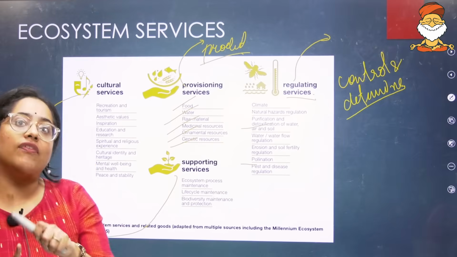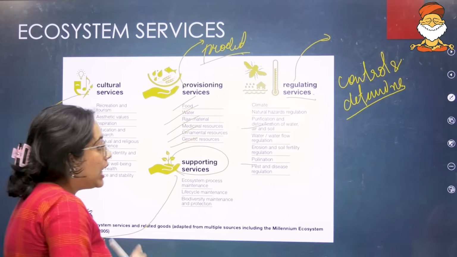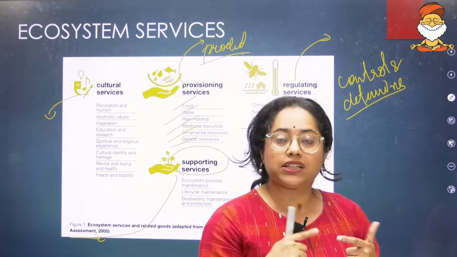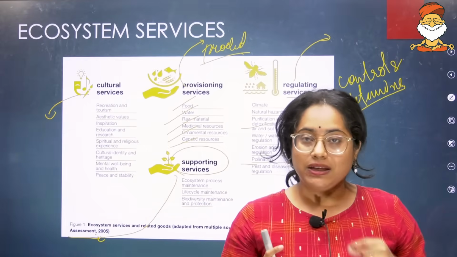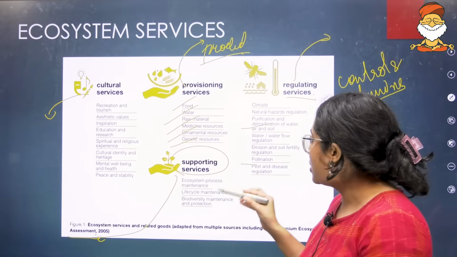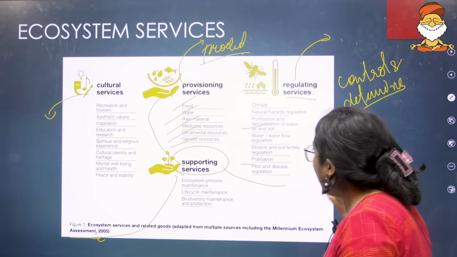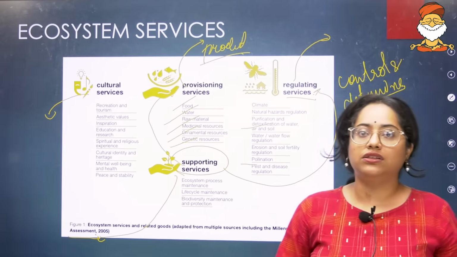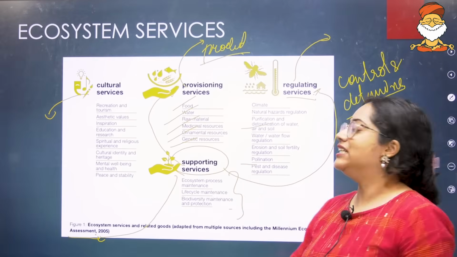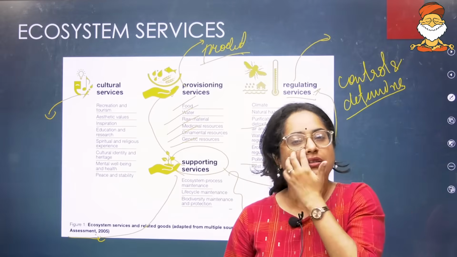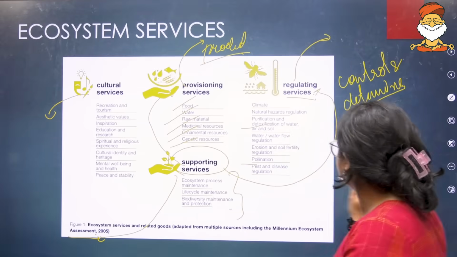Now you have another category of services called supporting services. Supporting services are those services done by the ecosystem in a manner in which both provisioning and regulating services are helped by this category of services. Let me put it very clearly. You have a tree, okay?